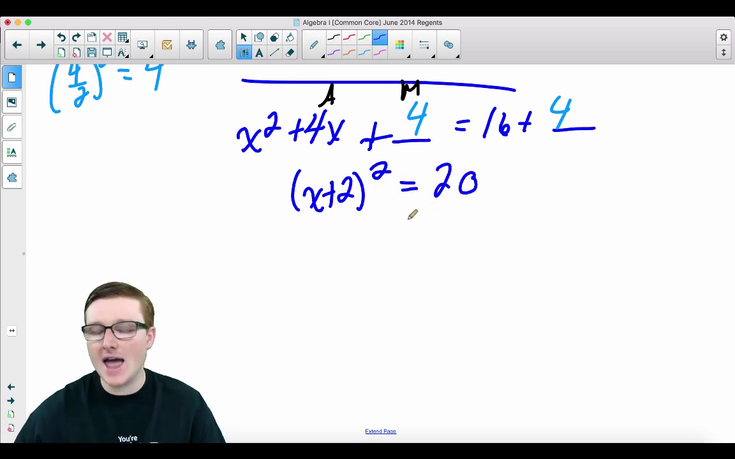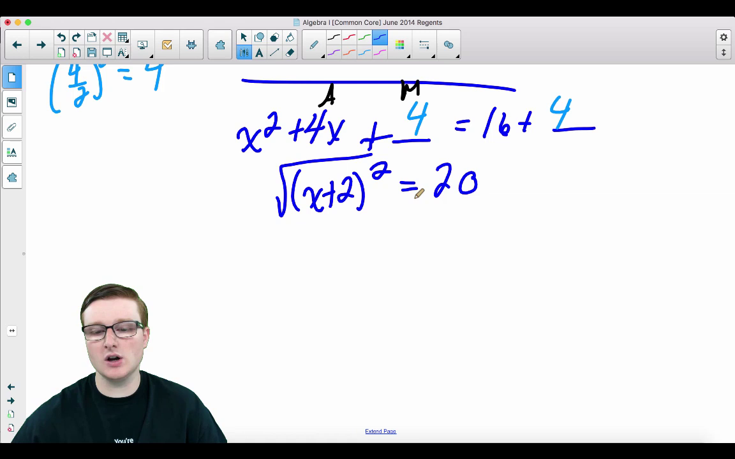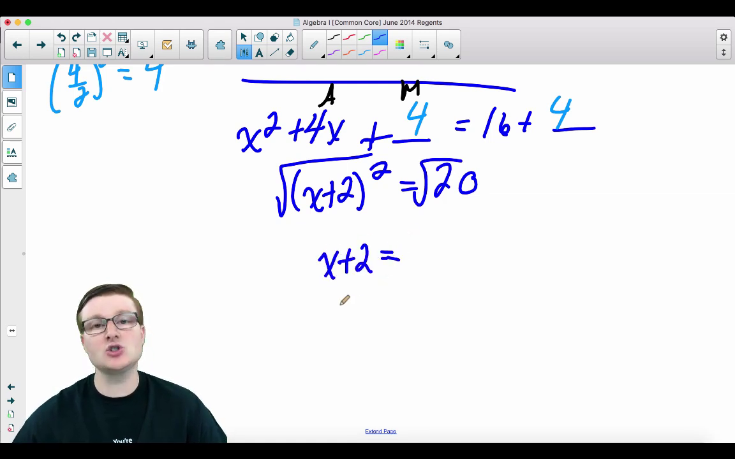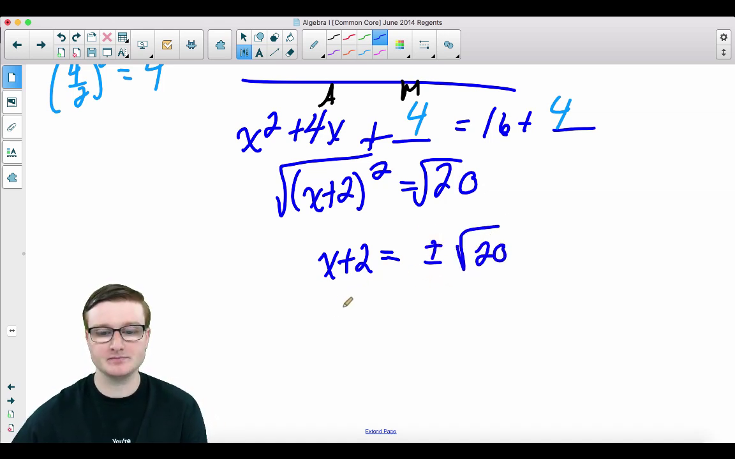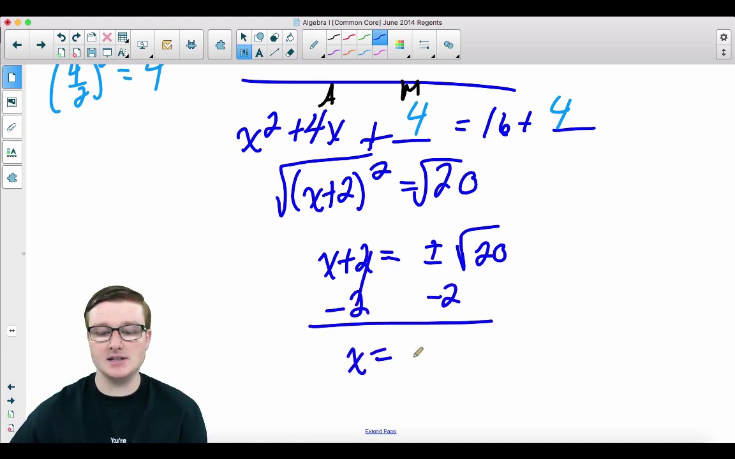Now, in order to solve for x, you now need to take the square root of both sides. So we get x plus 2 is equal to. Now, when you take the square root of both sides, remember that you have the plus minus the square root of 20. You have plus minus the solution. Last but not least, I'm going to subtract the 2 over, and we get x is equal to negative 2 plus minus the square root of 20.